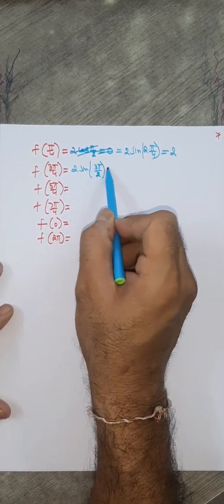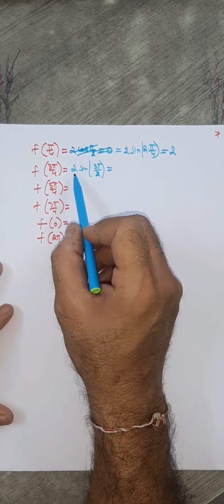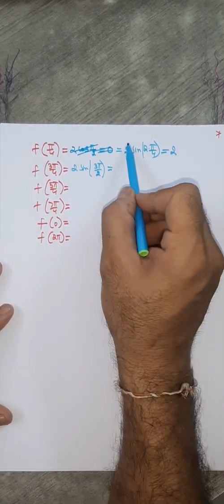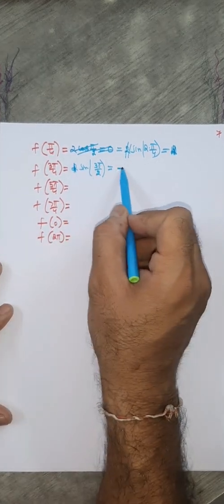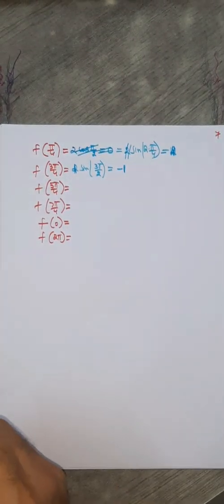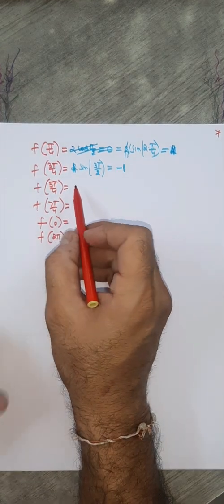What is sine 3 pi by 2? You know it. Again, I'm sorry I placed 2 here. This is just 1, the 2 is not there. So this is minus 1. Okay, what about the next? 5 pi by 4.